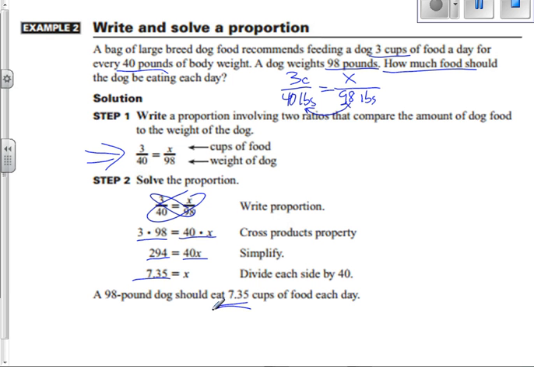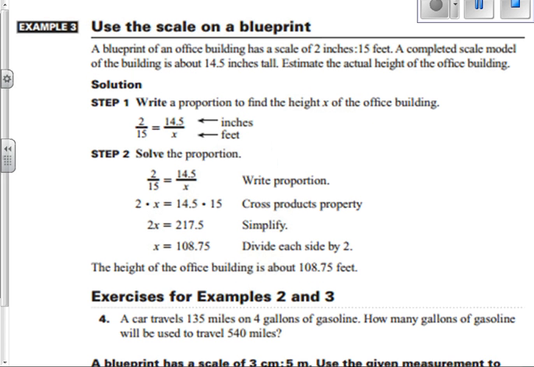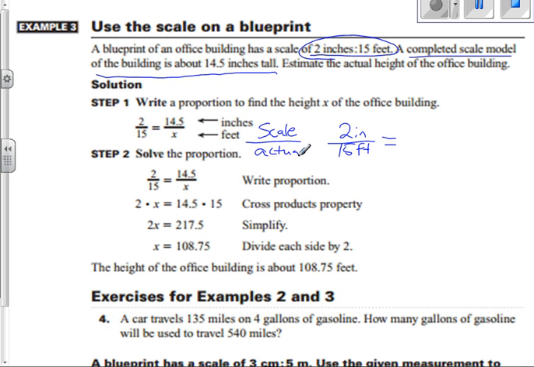Okay, so let's see what's next. Use a scale on a blueprint. Okay, so a blueprint of an office building has a scale of 2 inches to 15 feet. So there's one ratio right there: 2 inches, 15 feet. Your scale that they give you is always one of your two ratios. Then it says a completed scale model of the building is about 14.5 inches tall. When I deal with scale drawings and scale models, we typically write the scale value over the actual. So there's my scale, there's my actual.